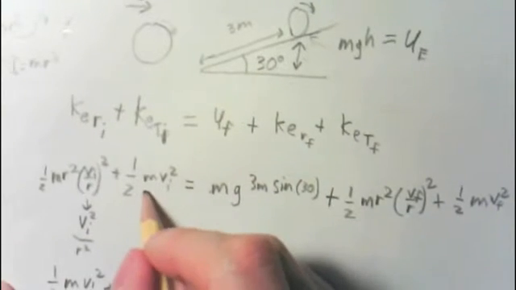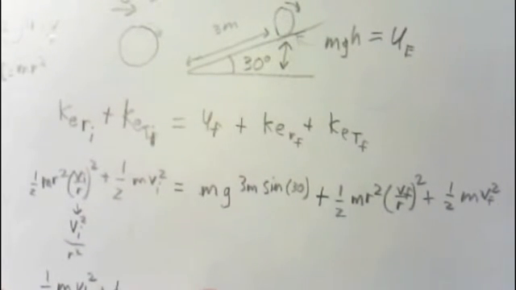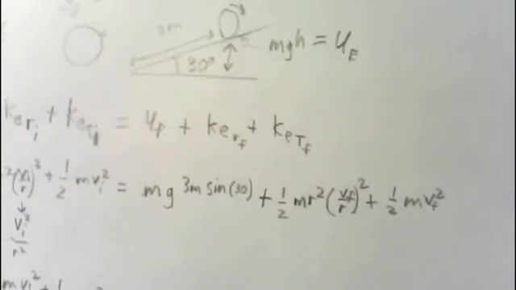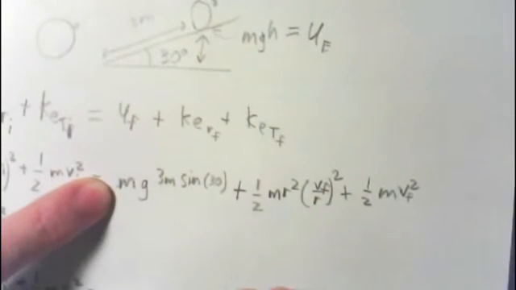Plus, same thing down here. I'm just going to bring it down. 1/2 mv squared, and that's initial velocity again. It's going to be equal to our gravitational potential energy. That's mg.